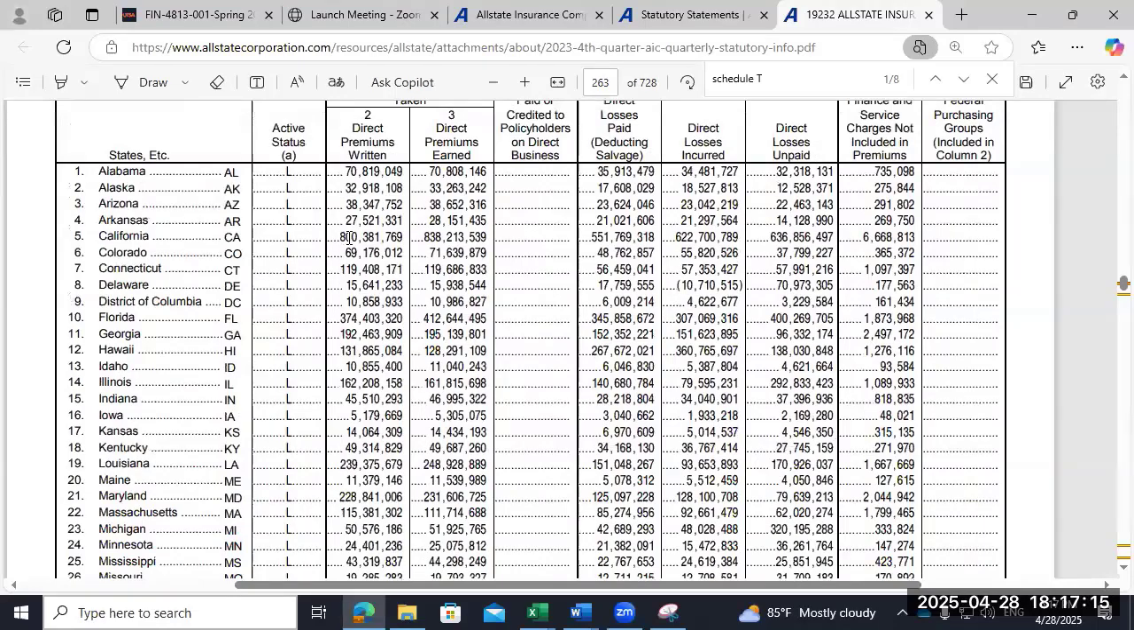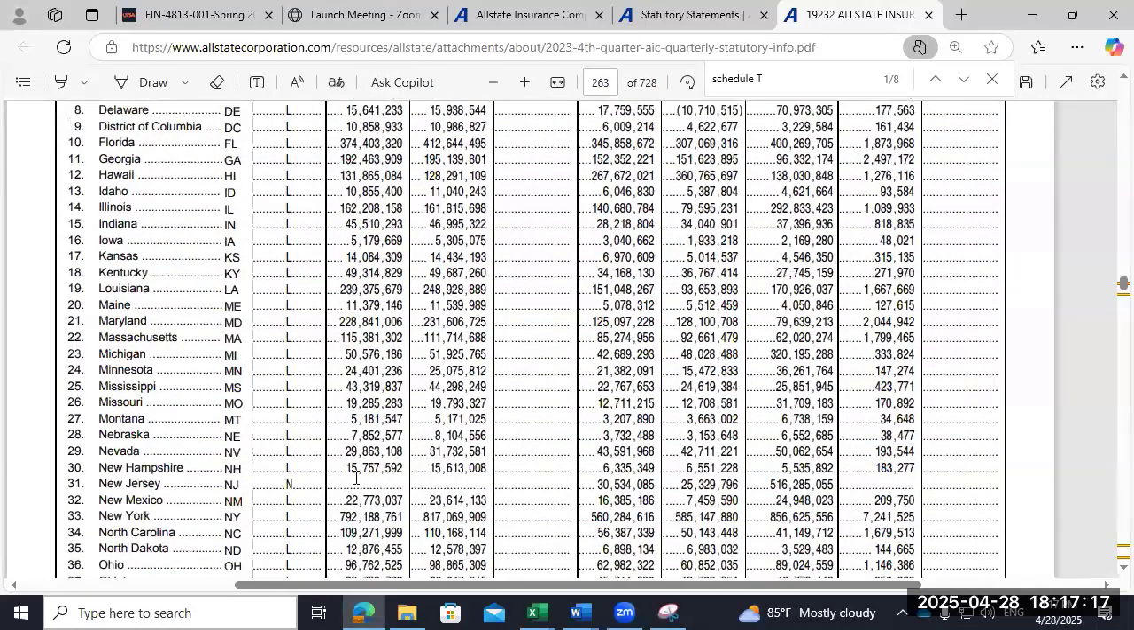So California is huge, 800 billion. New York is huge. Now, if you go to the life insurance side, this isn't life insurance. And in life insurance, New York is often really, really small because most life insurance companies have a New York only business. They put all their New York business in a New York company.